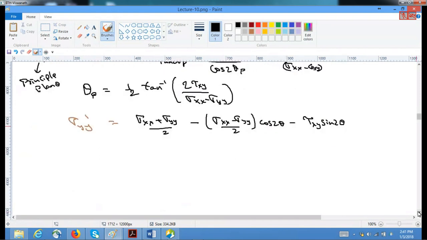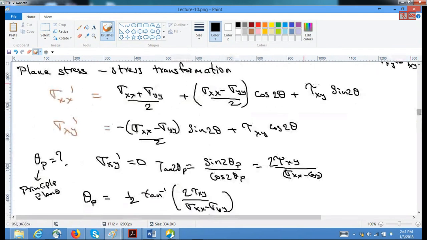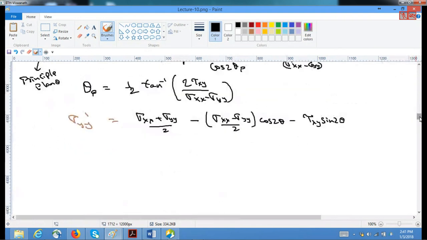so now these are your principal stresses, obtained when you take this theta p and substitute here. You will get sigma 1 and sigma 2. Sigma 1 is the highest value, sigma 2 is the lowest value.